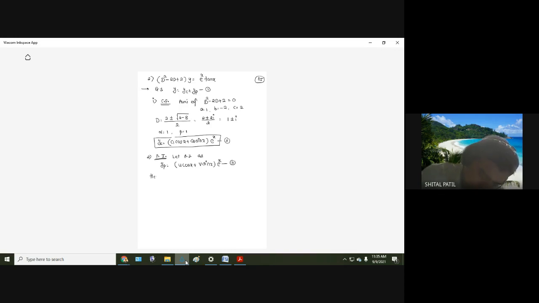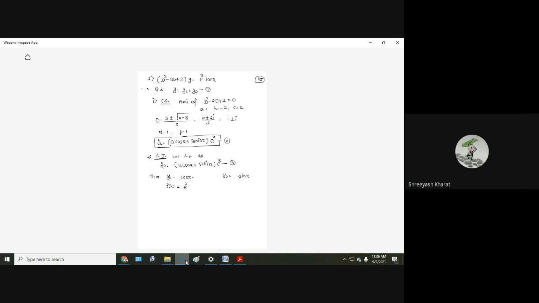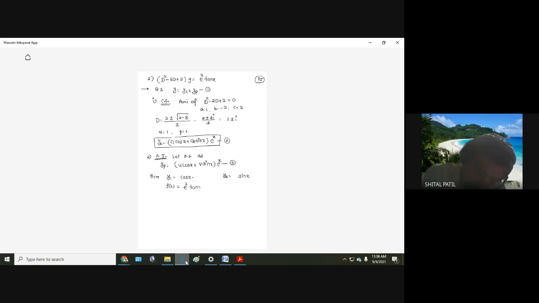Here, what is y1? Can anyone tell me what is y1? Hey, tell me y1. Yes? Who is talking? Yes, tell me y1. Cos x. What about y2? Sin x. What about f of x? The right side of the differential equation. Tan x. Very good. Okay.